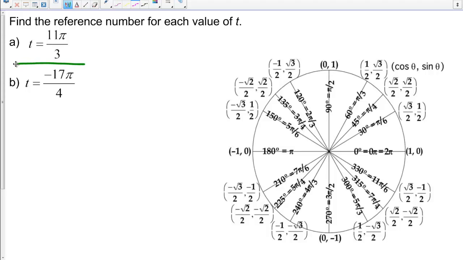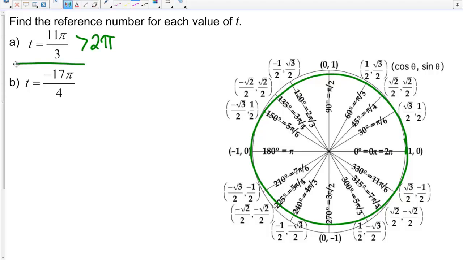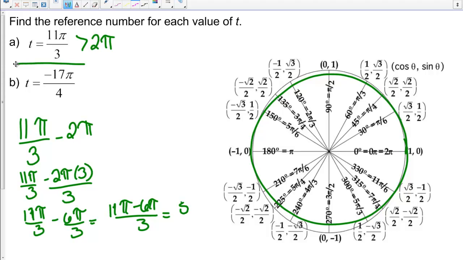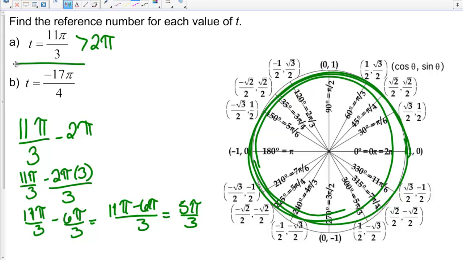So if we want to go 11 pi over 3. All right, so we need 11 pi over 3, and it looks like that's beyond it. We must have gone around and back because this is bigger than 2 pi. So we need to subtract 2 pi from this. Need to find our common denominator of 3. So we have 11 pi over 3 minus 6 pi over 3, and that is 5 pi over 3. So we've gone around and back to 5 pi over 3. So this is where we got to.